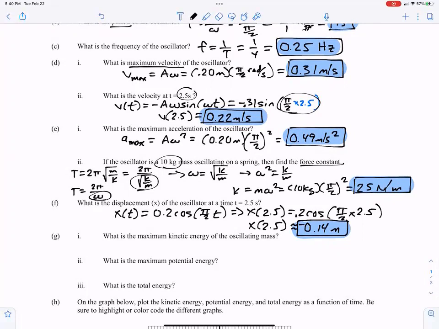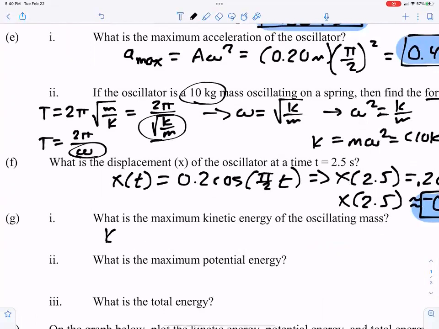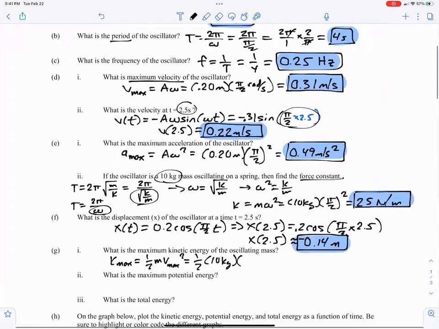Now the maximum kinetic energy is associated with the maximum velocity. So max kinetic energy would be 1/2 m v max squared. So 1/2 times your 10 kilograms times our Vmax. Remember our Vmax is 0.31. So 0.31 squared times 10 divided by 2. And so our maximum kinetic energy is about 0.48 joules.